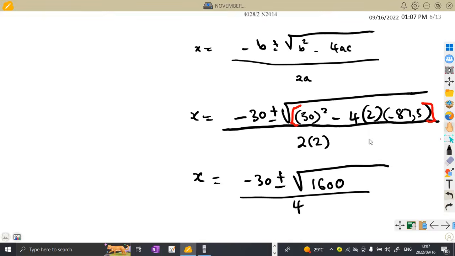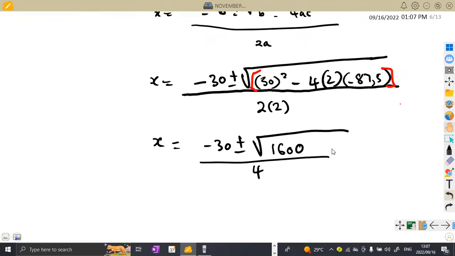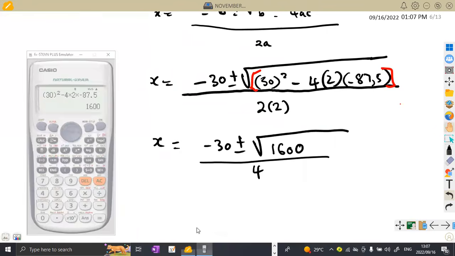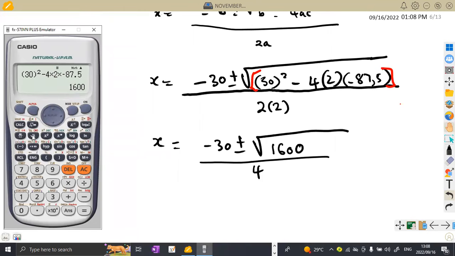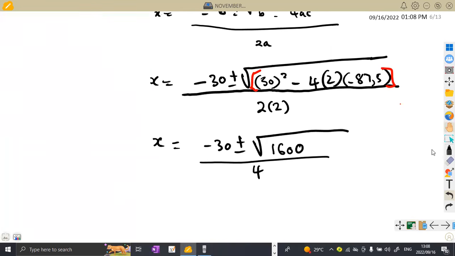From this part I can separate, but luckily we can obtain the square root of 1,600 here. The square root of 1,600 is simply the square root of the answer. The square root of the answer is 40, which means we can get 40 from that square root. So our x is going to be equal to minus 30 plus or minus 40 over 4. But if you can't simplify, just separate with the square root, like maybe the square root of 5, you just separate plus or minus. But in this case, we can simplify.